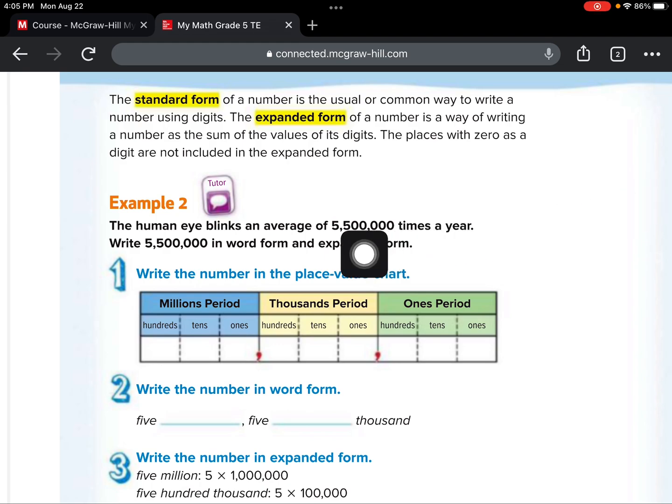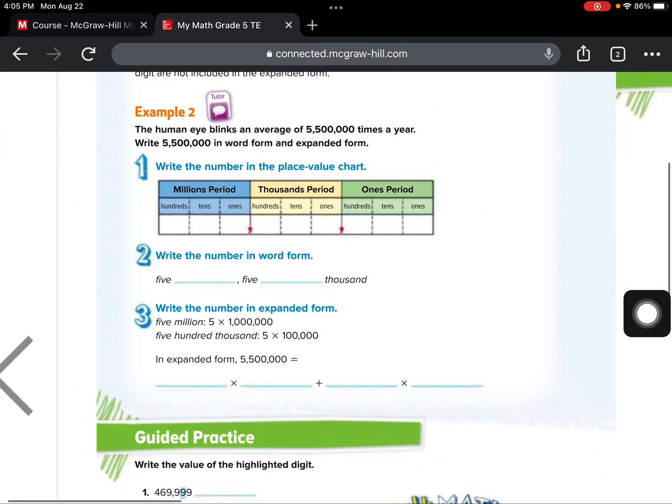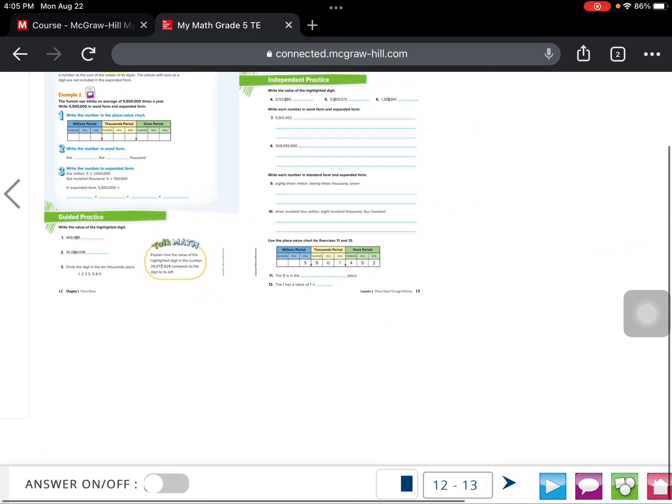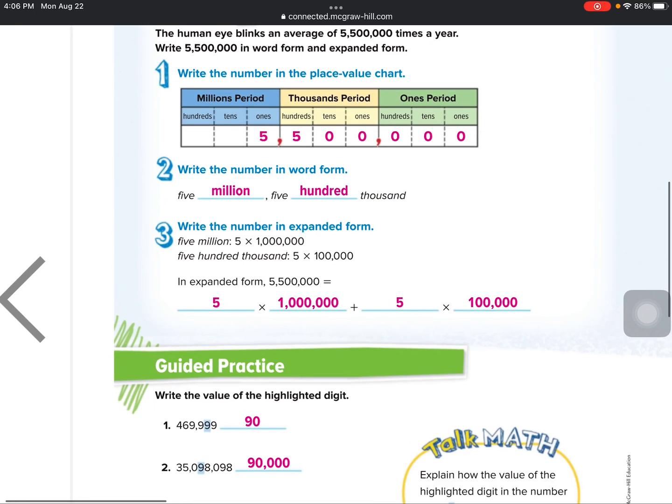Go ahead and write this number in this place value chart and fill in the word form and expanded form. This is what it should look like when you are finished.